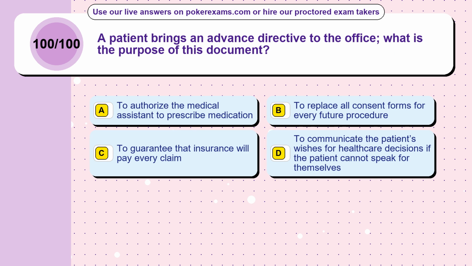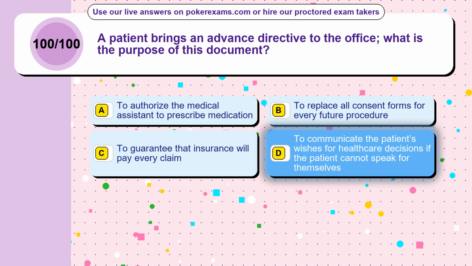Question 100. A patient brings an advance directive to the office. What is the purpose of this document? Option A. To authorize the medical assistant to prescribe medication. Option B. To replace all consent forms for every future procedure. Option C. To guarantee that insurance will pay every claim. Option D. To communicate the patient's wishes for healthcare decisions if the patient cannot speak for themselves.